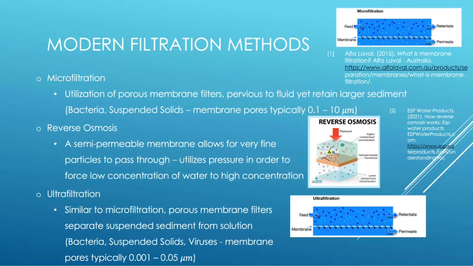Let's begin by talking about some modern filtration methods. Up first, we have microfiltration, which utilizes a porous membrane filter that is pervious to fluid, yet retains a larger sediment. This sediment could be bacteria or suspended solids. The membrane pores are typically 0.1 to 10 micrometers in diameter, and you can see an image of microfiltration at the top right. Reverse osmosis is very similar to microfiltration, in which a semi-permeable membrane allows very fine particles to pass through. Usually, reverse osmosis can filter all the way through to water, unlike microfiltration, and we'll get to, in a second, ultrafiltration.